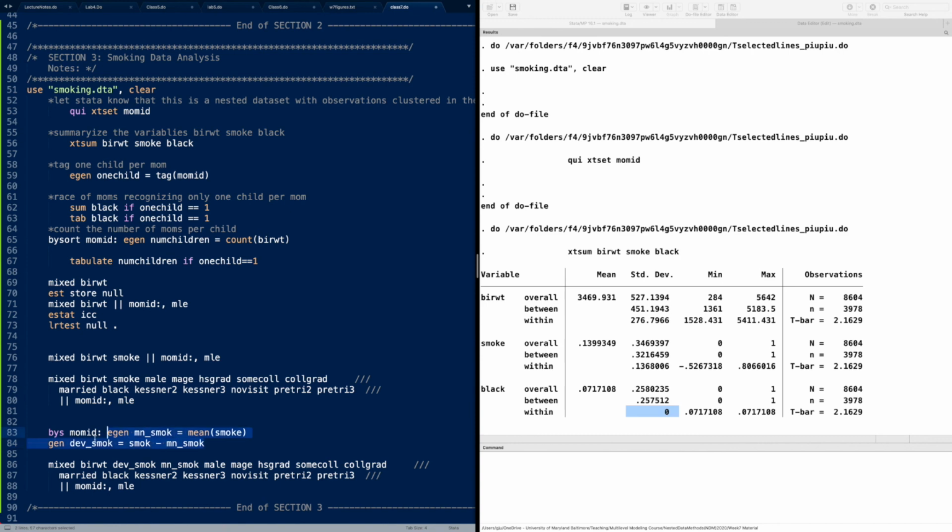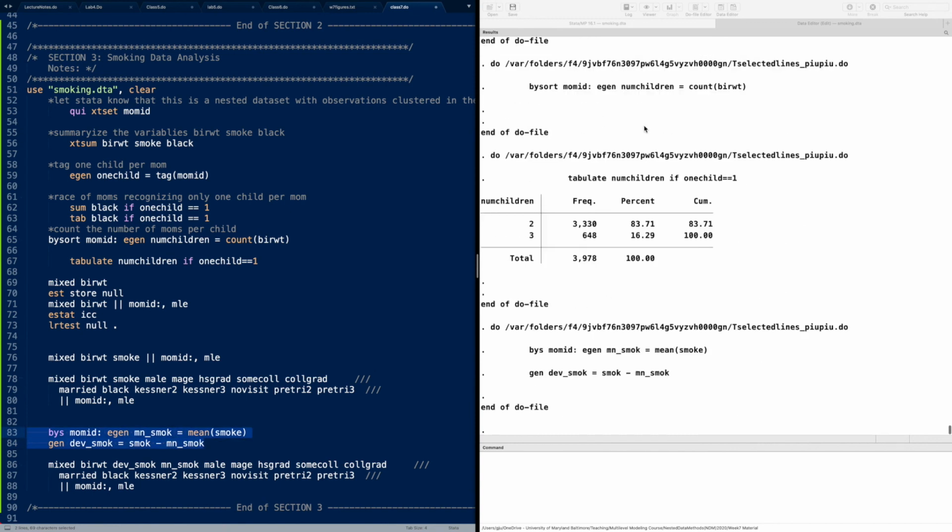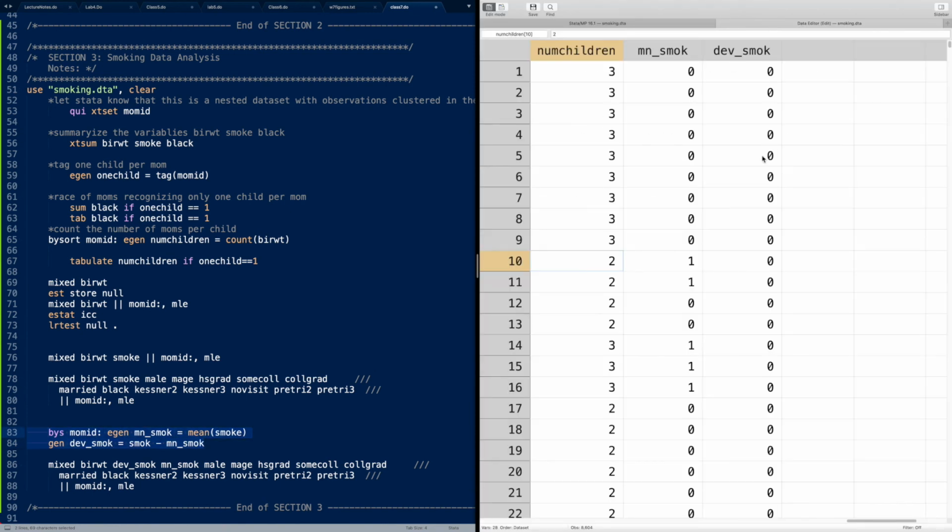Okay, so I just calculate that. I'll show you these variables here in a second. So again, we have a mom here. She had 2 births. She smoked at both the births, so that is 0. Here's a mom that had 2 births, smoked at this first birth, and then quit smoking, and so she has a -0.5 for this and a 0.5 for this. This mom smoked at both births. These other moms smoked at no births, right? This mom had 2 births, smoked at 1, quit smoking, same as before.